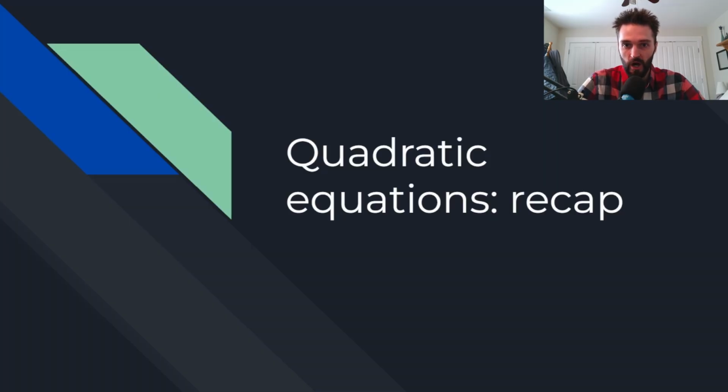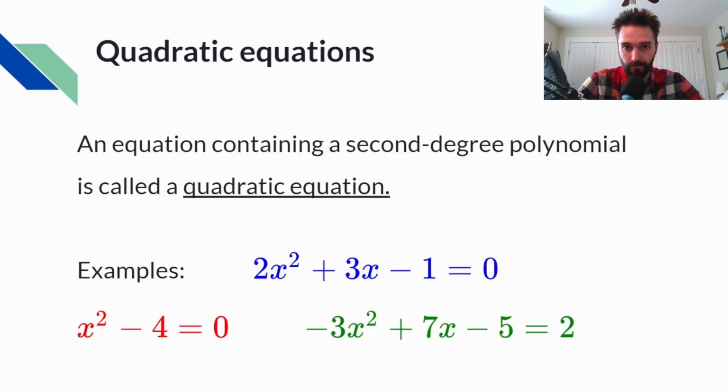Okay, here we go. Quadratic equations recap. We're going to go through a review of some things we've already seen in this playlist. Let's revisit the definition of a quadratic equation. An equation containing a second-degree polynomial is called a quadratic equation. Remember, the degree of a polynomial is the highest power that occurs, so these are all examples of quadratic equations because of this power 2 here, here, and here. Okay?